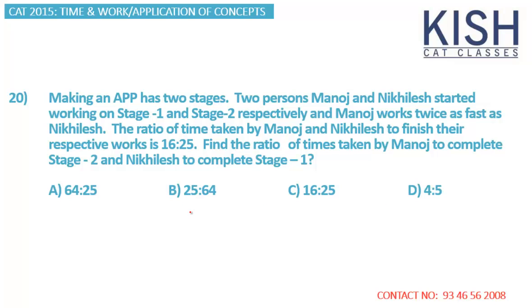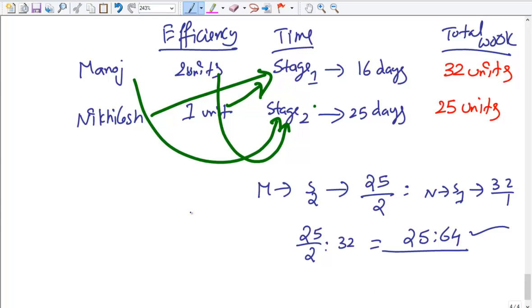Do remember, it's asked Manoj and Niklesh only. If it is asked Niklesh and Manoj, then the answer option could be answer option A. Careful here. What we have done is we know the efficiencies in terms of ratio, we know the time taken by them to finish their individual tasks or individual stages, again also given in terms of ratio. We can safely assume the ratio as their efficiencies and their times.